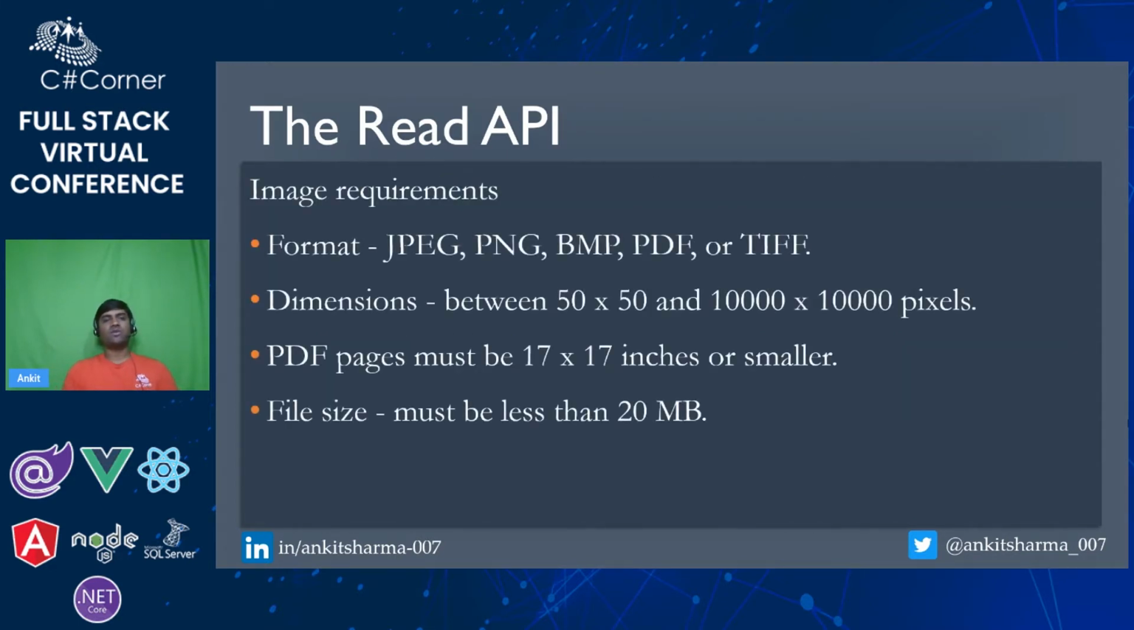The image requirements for the Read API are that the format should be JPEG, PNG, BMP, PDF, or TIFF. The dimensions should be between 50 by 50 and 10,000 by 10,000 pixels. If you are using a PDF, then the page must be 17 by 17 inches or smaller, and the file size must be less than 20 MB.